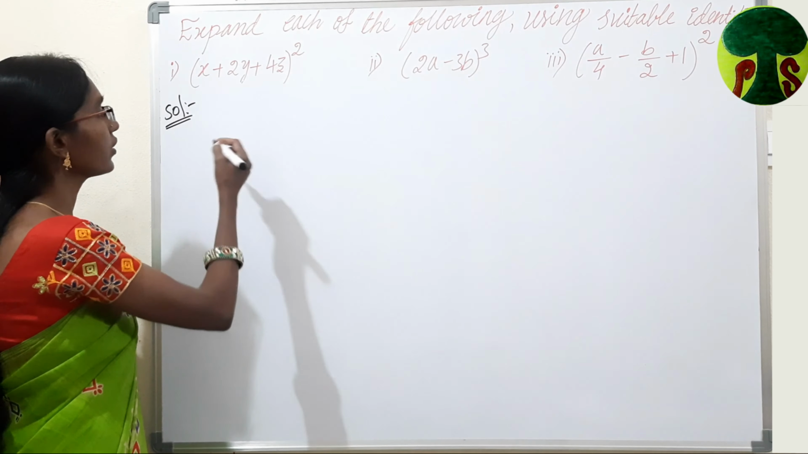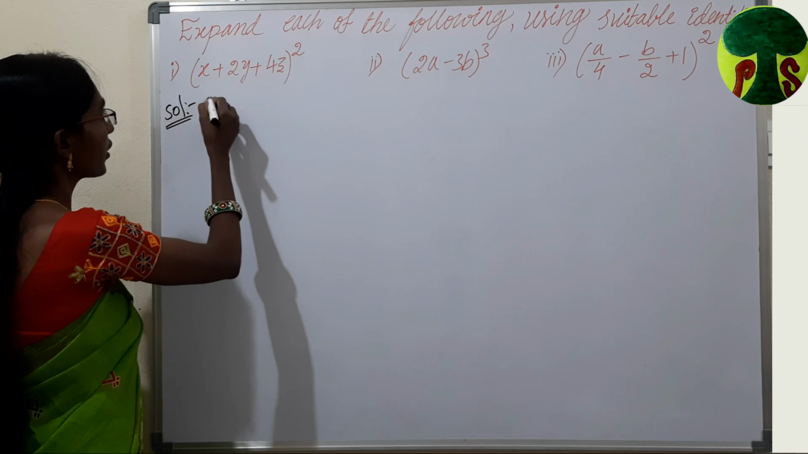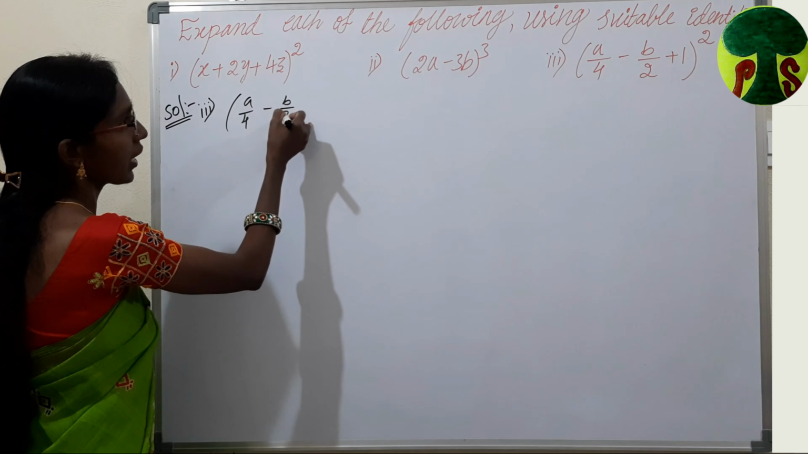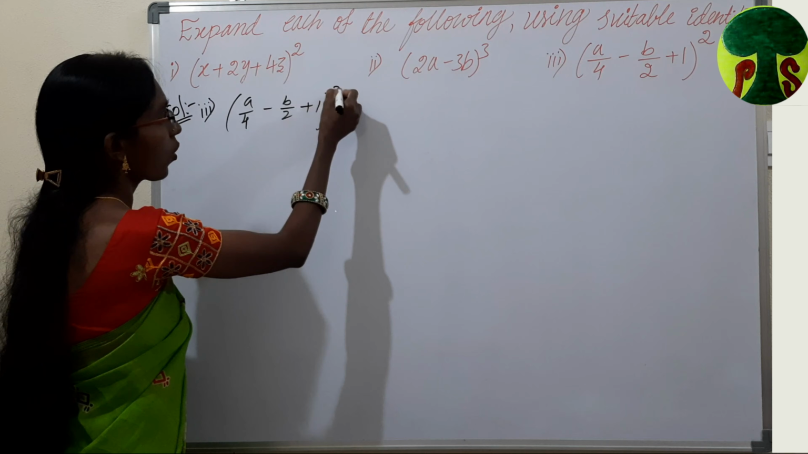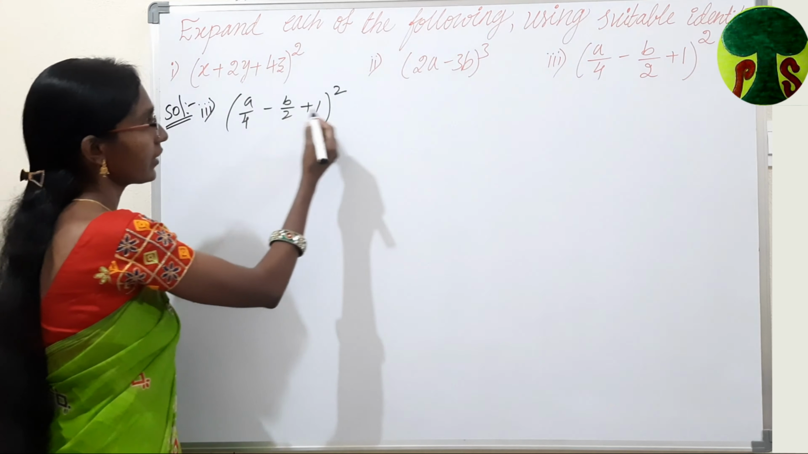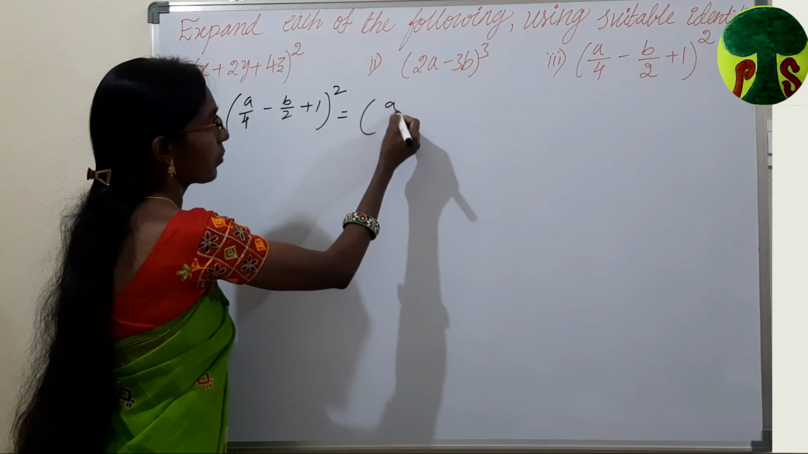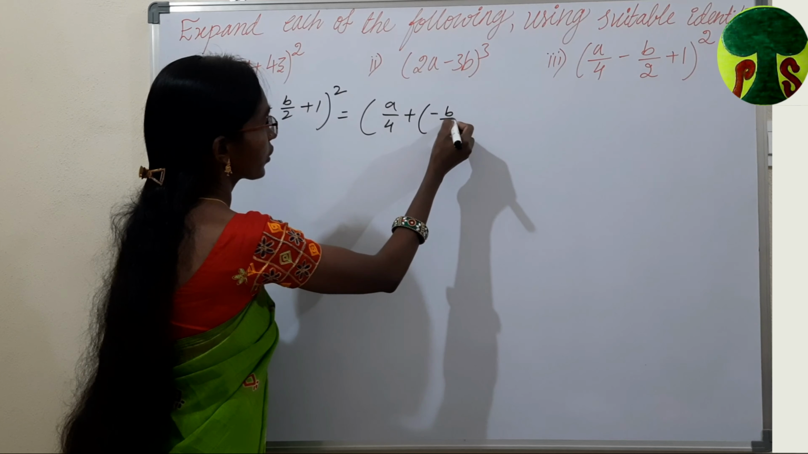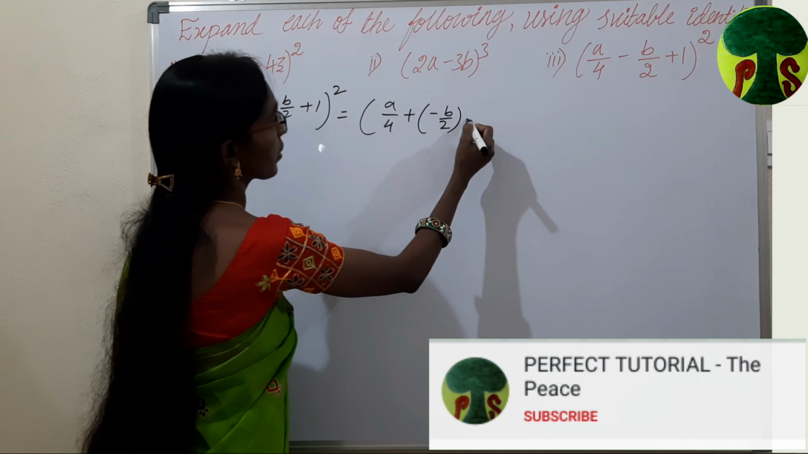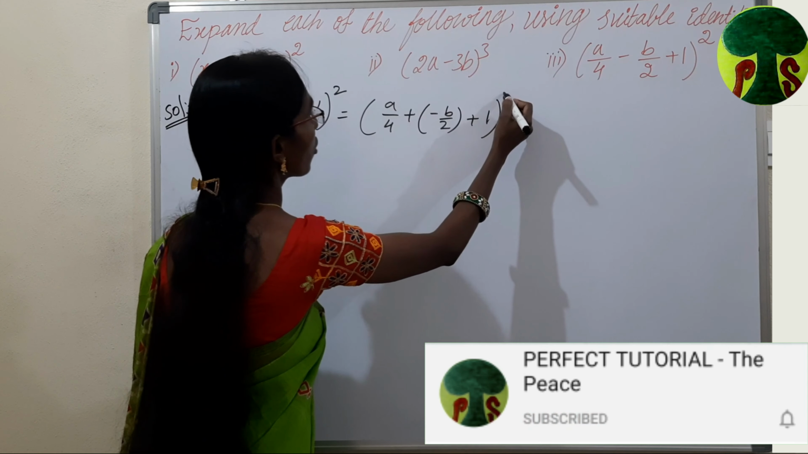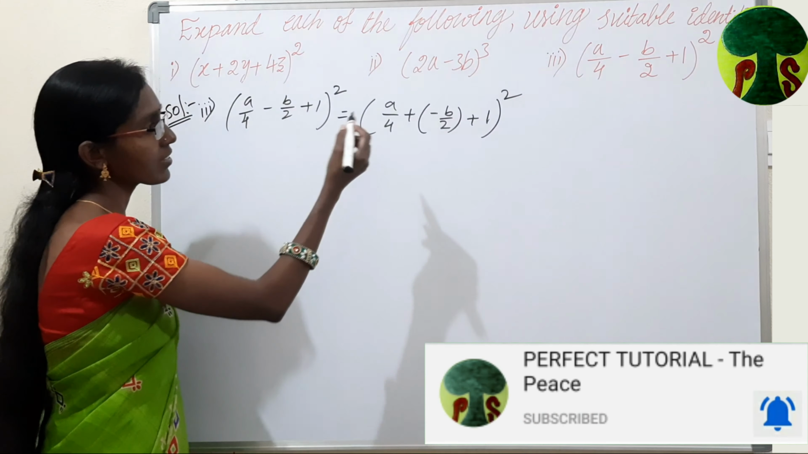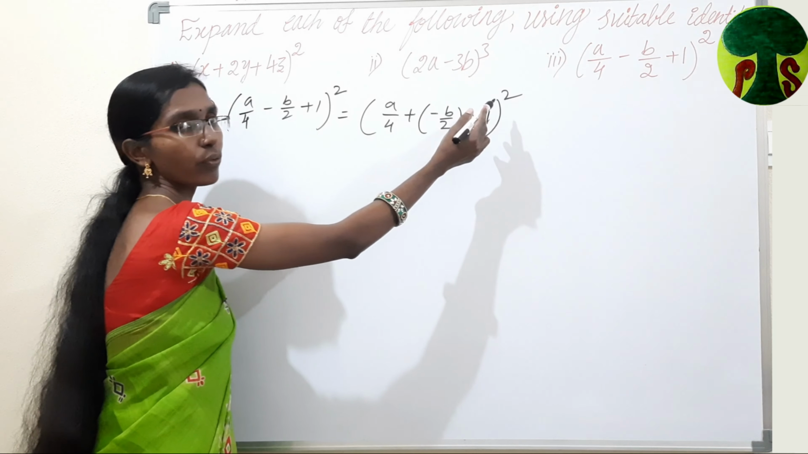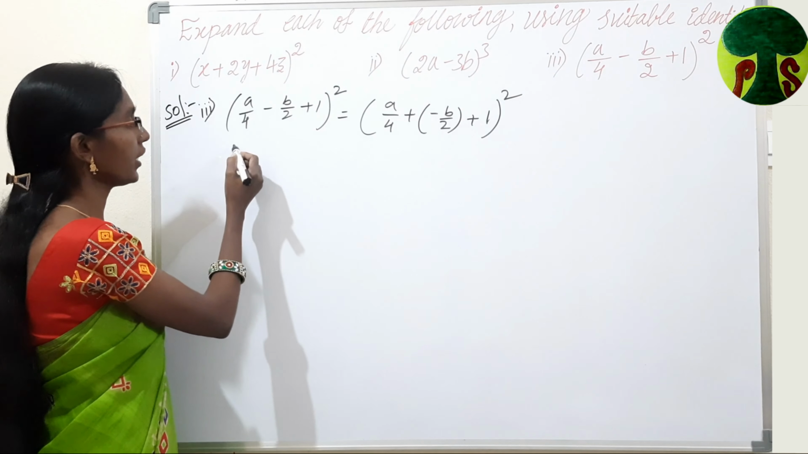Let us solve the third one. The given question is (a/4 - b/2 + 1) whole square. I am rewriting the given question as (a/4 + (-b/2) + 1) whole square. This is in the form of (a + b + c) whole square. We have to use that identity here.